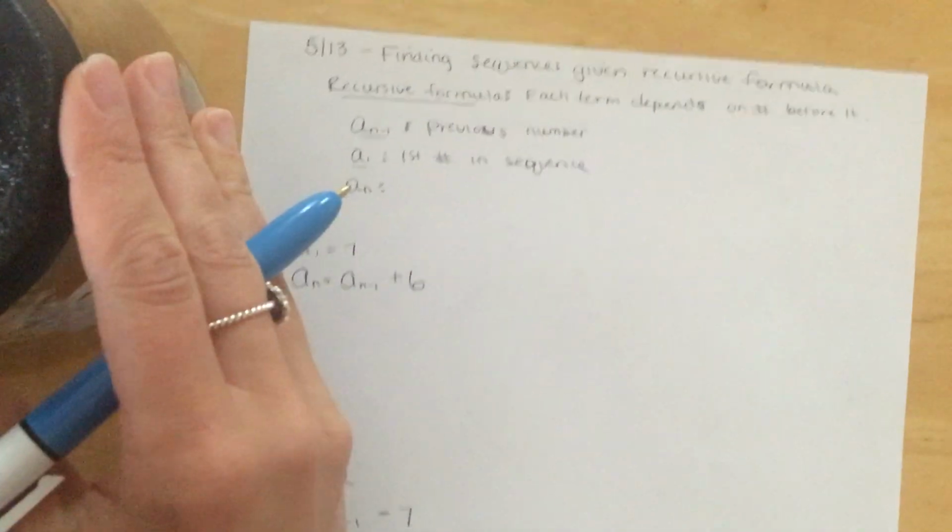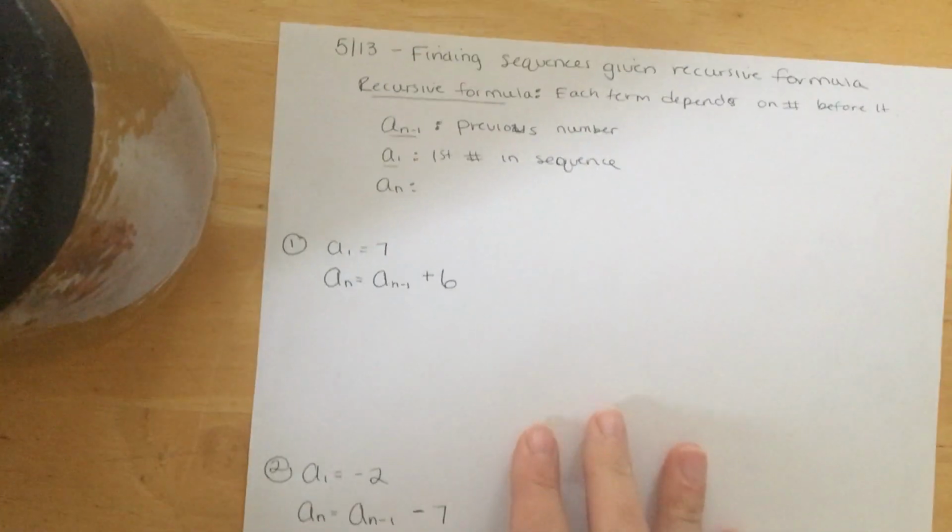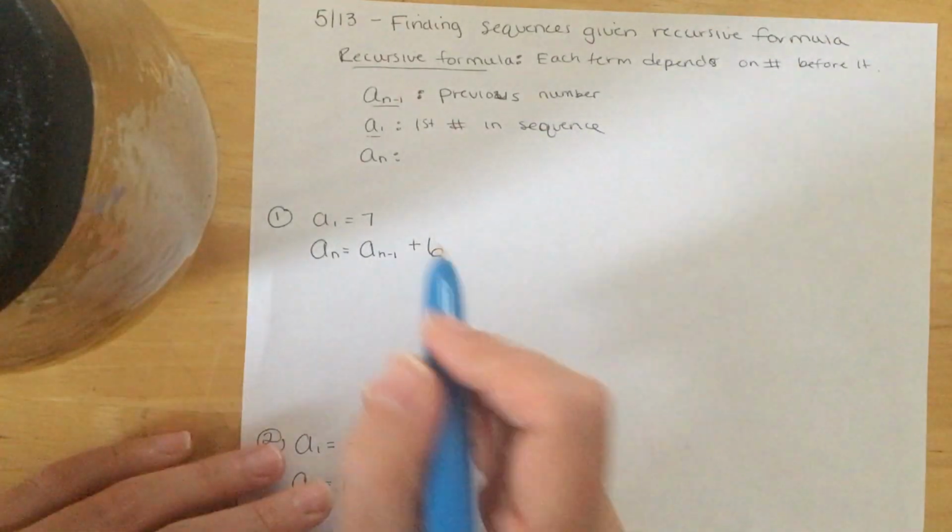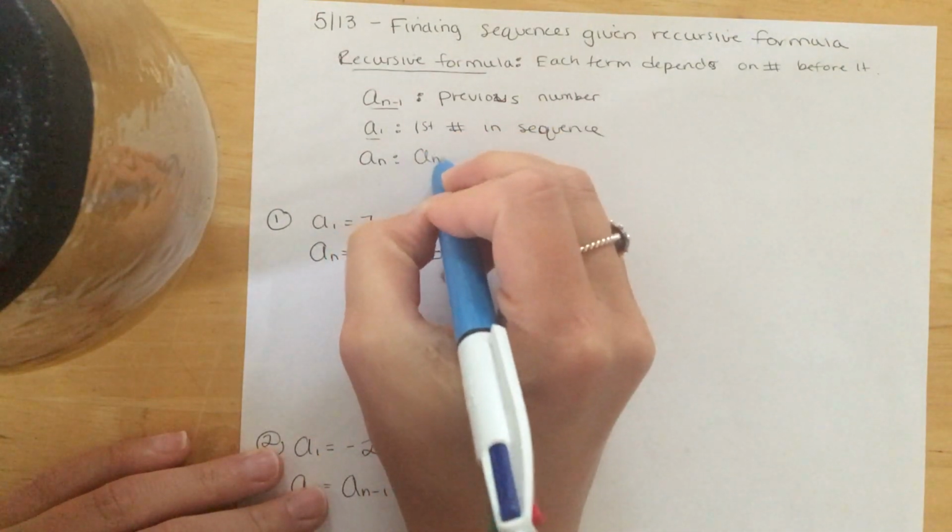I can't tell if this is shaking or not. It's kind of driving me crazy. And then A of n is any number in the sequence.